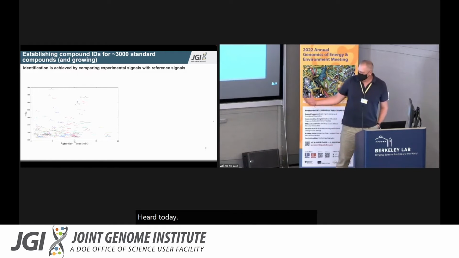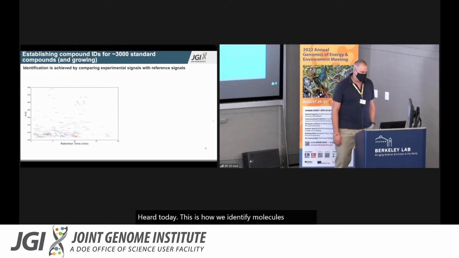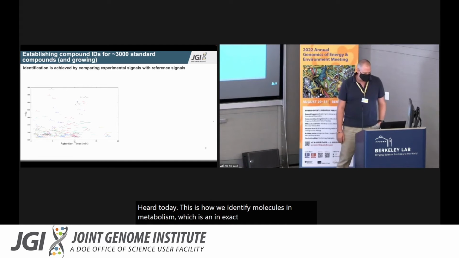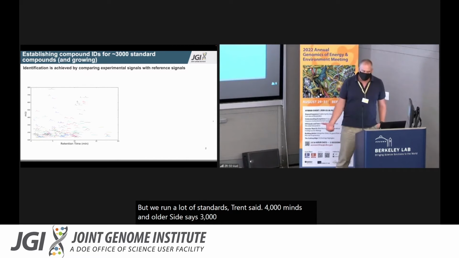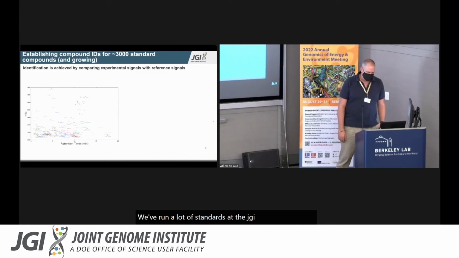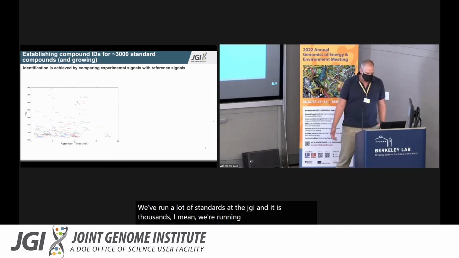This is how we identify molecules in metabolomics, which is an inexact science, but we run a lot of standards. Trent said 4,000, mine's an older slide, says 3,000. We've run a lot of standards at the JGI, and it is thousands. I mean, we're running more constantly, it's growing.